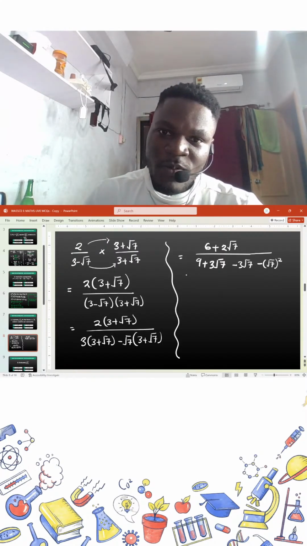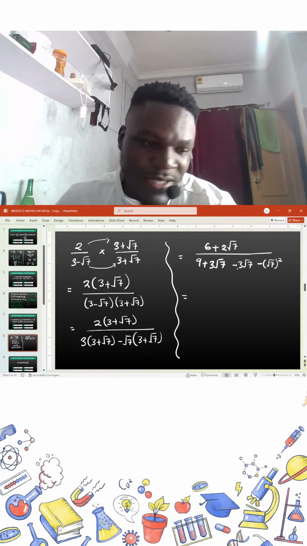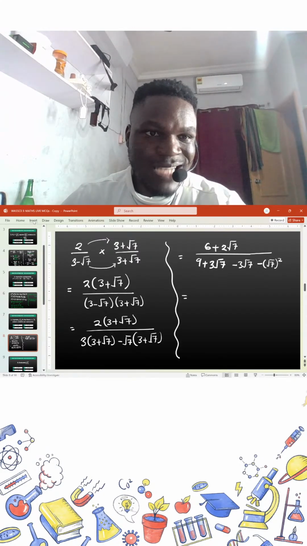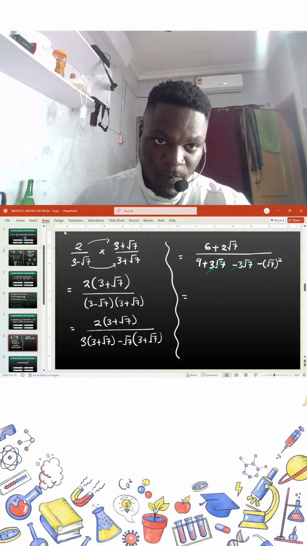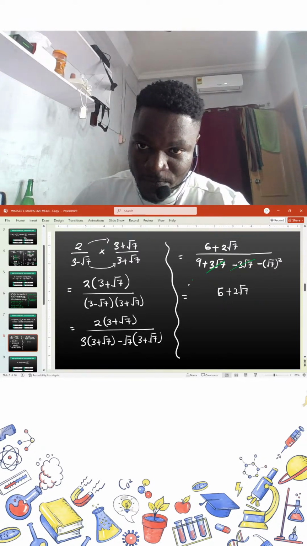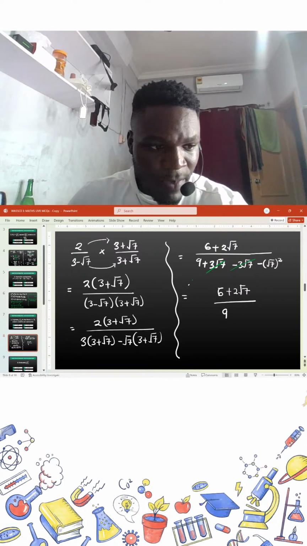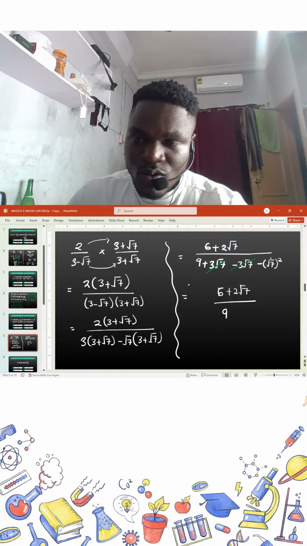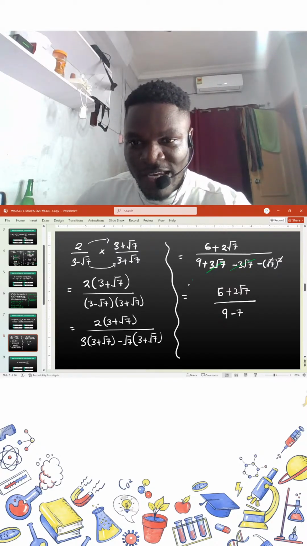Are we okay? So from here, this is what we have. I can see that I have 3 root 7 here and negative 3 root 7, so those two will cancel each other out. So we are only left with 6 plus 2 root 7 over 9, and here we have negative root 7 squared. The square will cancel the root sign, and then we are only left with negative 7.